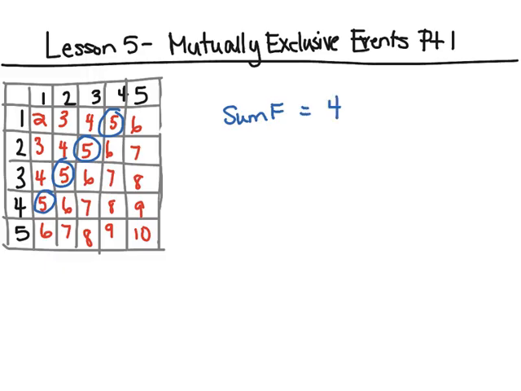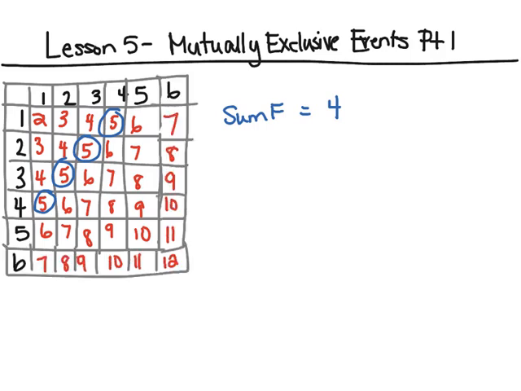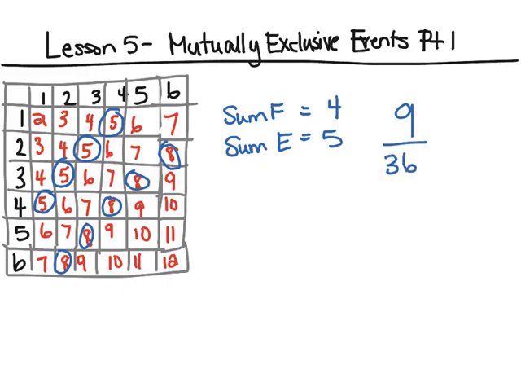The sum of 8 can happen in 1, 2, 3, 4, 5 ways. Yes, I missed a row. So the sum of 8 can happen in 5 ways. So our favorable ways would be 9. And in total, there's 36 different sums. So our probability is 9 over 36.